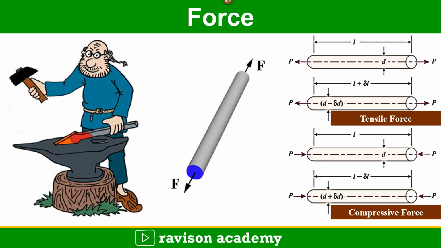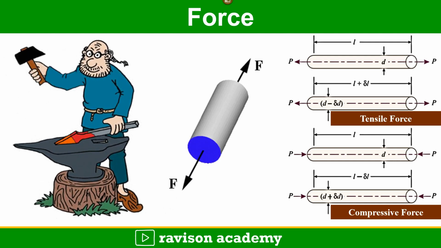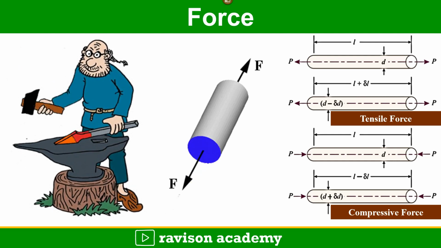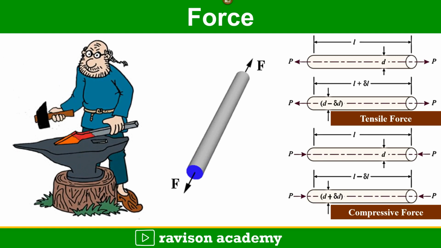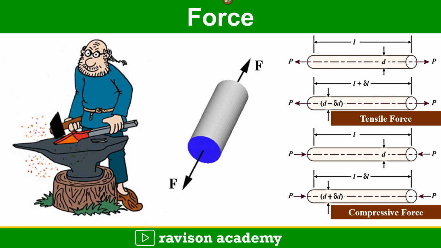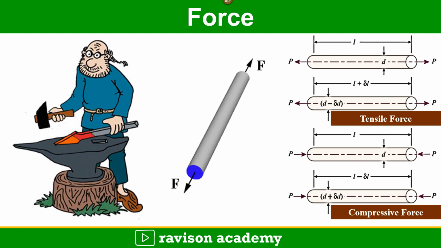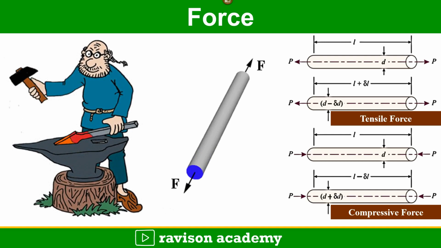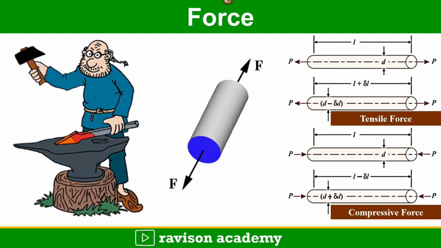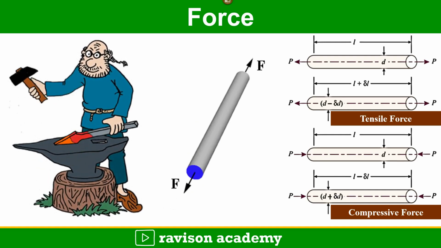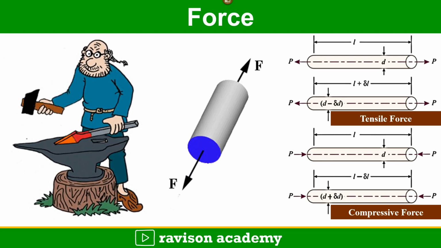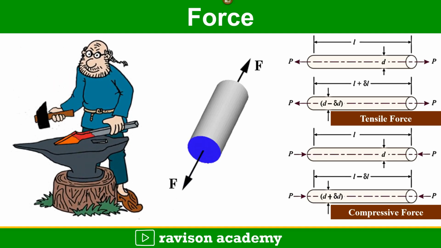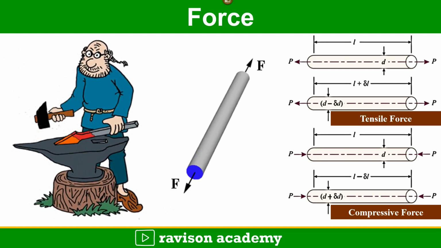In the blacksmithy workshop, the metal is heated and beaten to get the required shape and size. Similarly, when the metal is subjected to a stretching force, we can see the length is increasing, and at the same time the diameter is decreasing. The axial force is a push force or a pull force. If it is a pull force, it comes under tensile force. If it is a push force, it comes under compressive force.